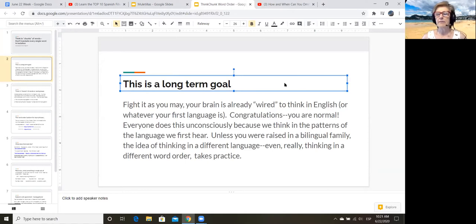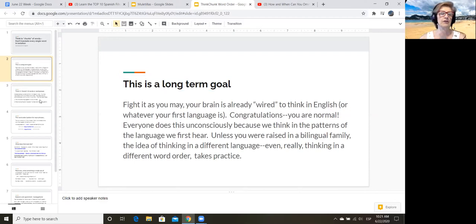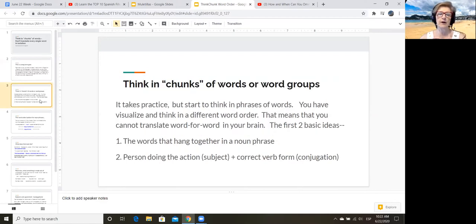You know, if you're raised in a bilingual family, there are probably tricks your brain has already used to move from one language to another that may help you with this new language. Okay. But thinking in this language means you're going to be thinking in a different word order, in addition to thinking about putting in all the right vocabulary. So, you know, this is a challenge that is very gradual, takes a lot of practice.